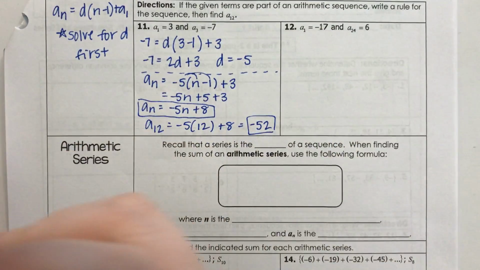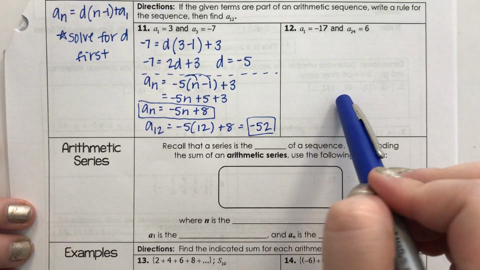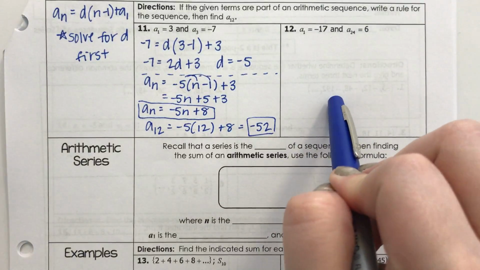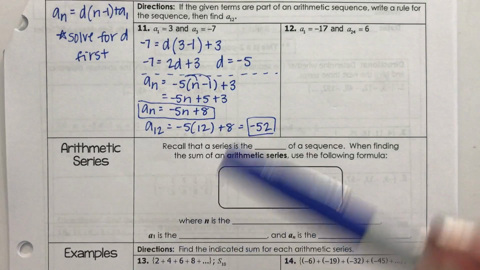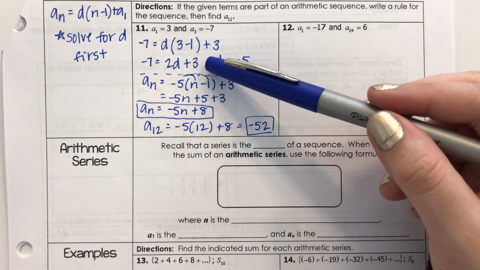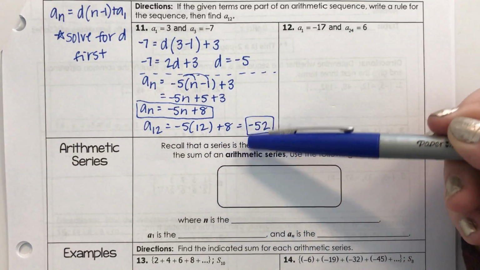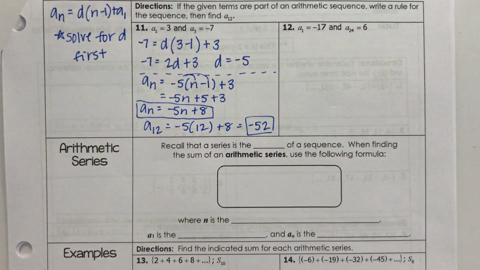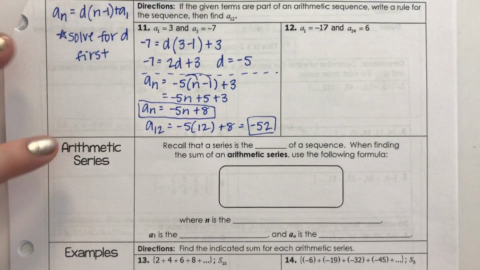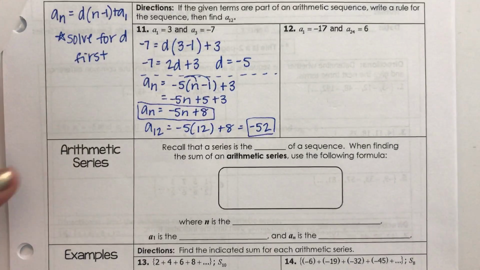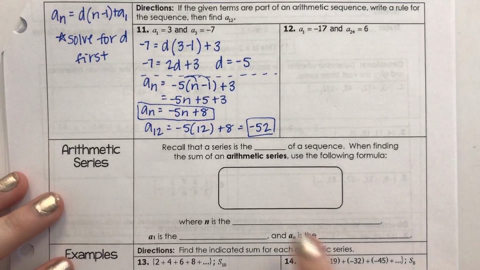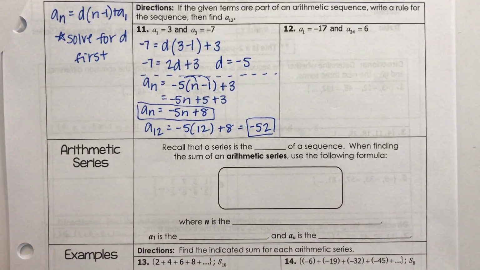So that's how you use that, and we'll do number 12 together in class so you can see just exactly how we did that, just in case you need another example to see how to solve for d first, and then plug it in the formula, and then plug in n. In the next video I'll start talking about arithmetic series. This is sort of like sequences, but we're adding up terms, and there's a super cool formula that we'll learn how to use.